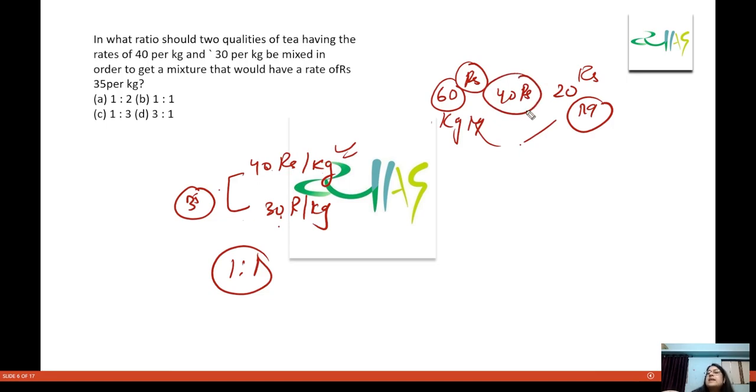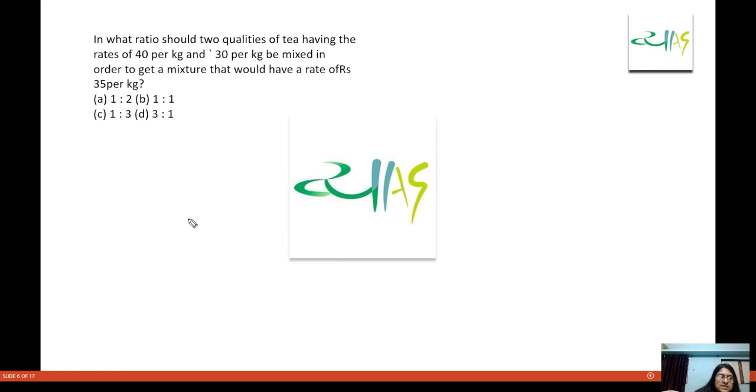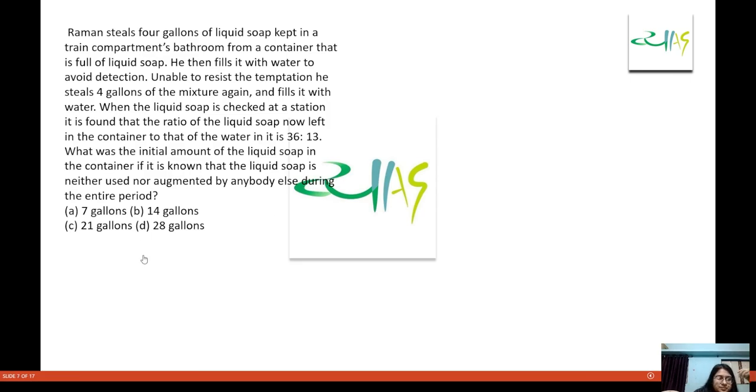Okay, now if it is asking what is the ratio of the milk that it is mixing, so again 1 is to 1. Why? Because you know 60 plus 20 by 2 is what? 80 by 2, that means 40. So that means both the milks are mixed in equal quantity. So just try to visualize numbers as well. This is a game of understanding also.